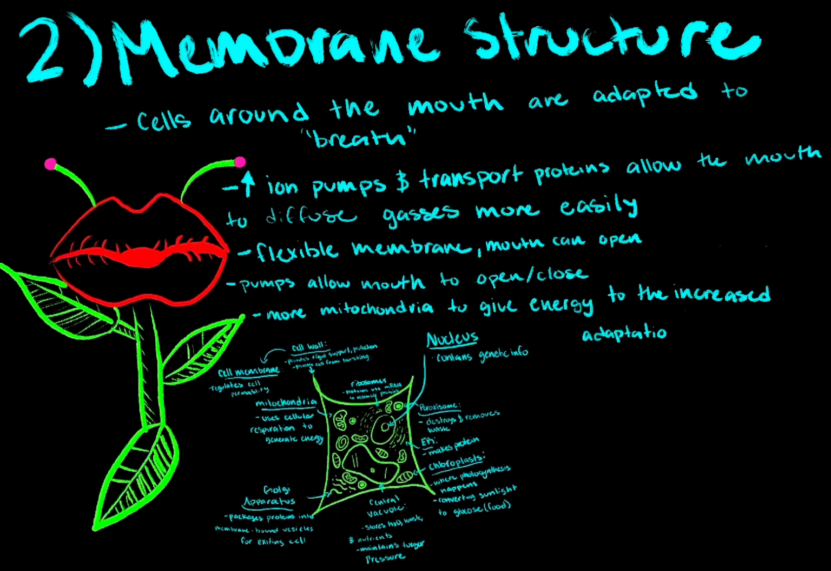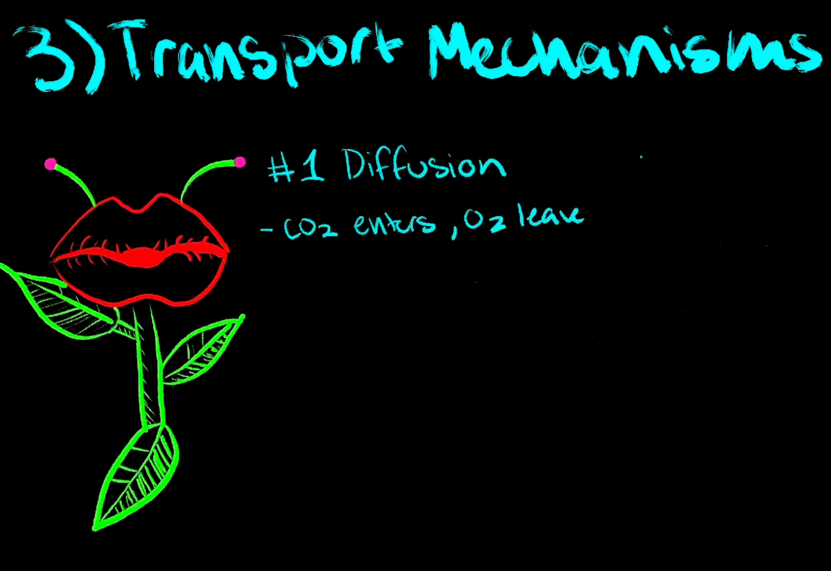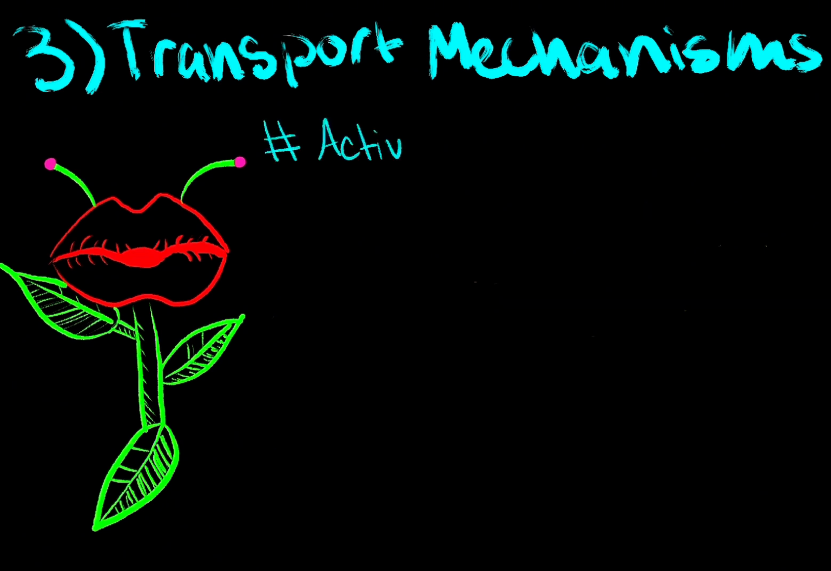For the transport mechanisms, there are three. There's diffusion, where CO2 enters and O2 leaves by protein channels as the gases move from high concentration to low concentration with no ATP required. And this happens as the stoma is open.